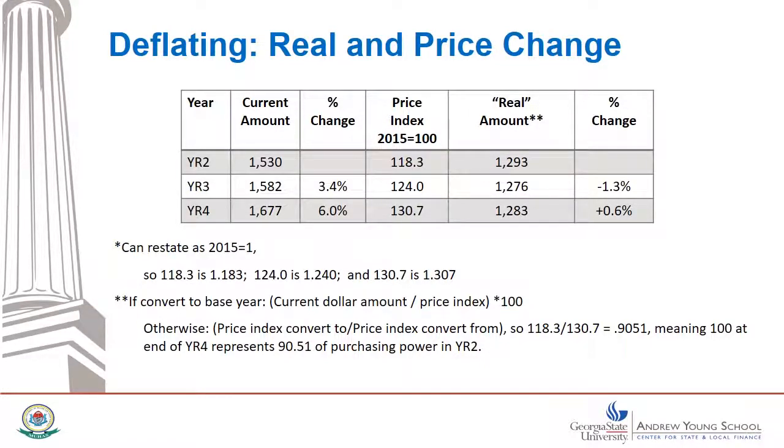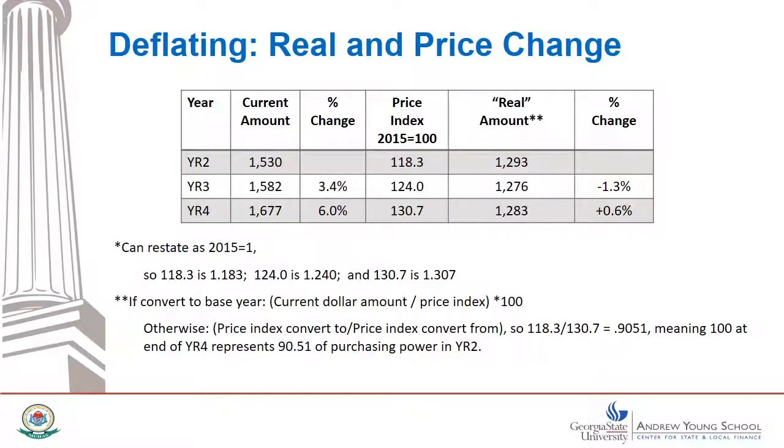But what is the change after inflation is taken into consideration? In this example, the market basket base year was 2015. So the entire basket could be purchased for 100 monetary units then. But in year 2, it cost 118.3 units, or 1.183 times the base year. Now divide the budget amount, termed current, by the index. So that's 1,530 divided by 1.183, with the result being 1,293.